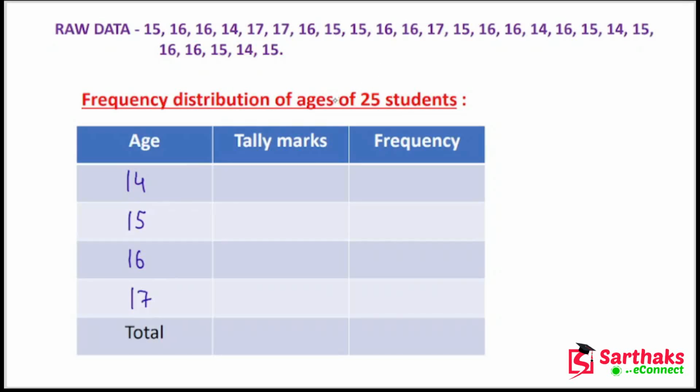Now let us start counting 14. So we have 1, then you can put 1 tally mark. After that we have second, so you can put second tally mark. 3 and 4. So we have 14 repeated 4 times. So we can write frequency as 4. Now let us start counting 15. 1, 2, 3, 4, 5, 6, 7, 8.